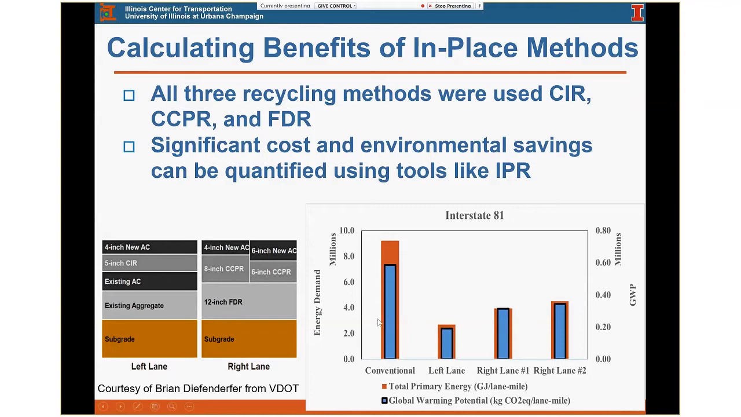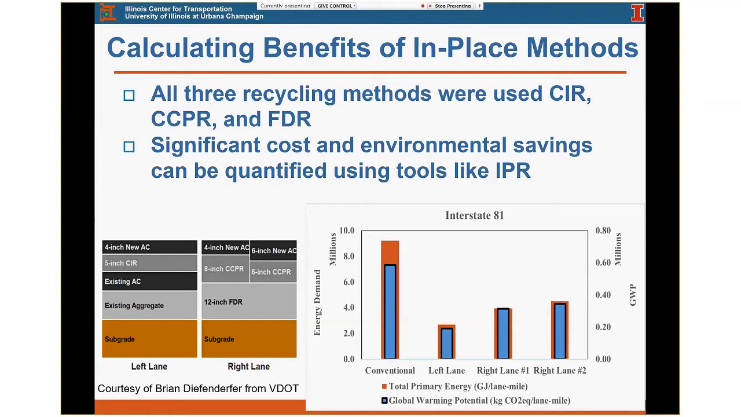And what we're showing here is the conventional treatment, which wasn't built, obviously, but if they wouldn't use the in-place recycling treatment, that's what they would have built. And as compared to that, the left and right lane treatments used in the study, you can see a dramatic drop in the energy demand. And we have similar numbers for the greenhouse gas emissions and other environmental impacts.